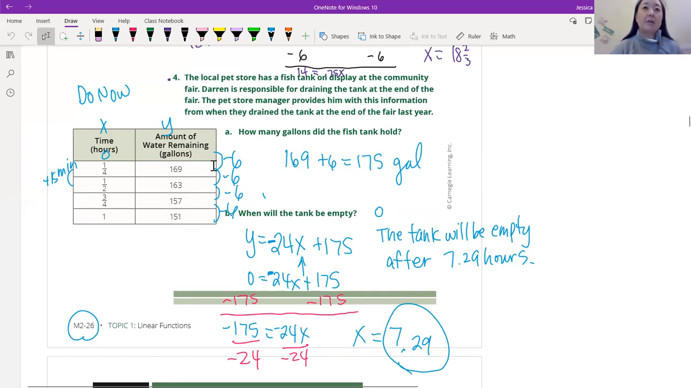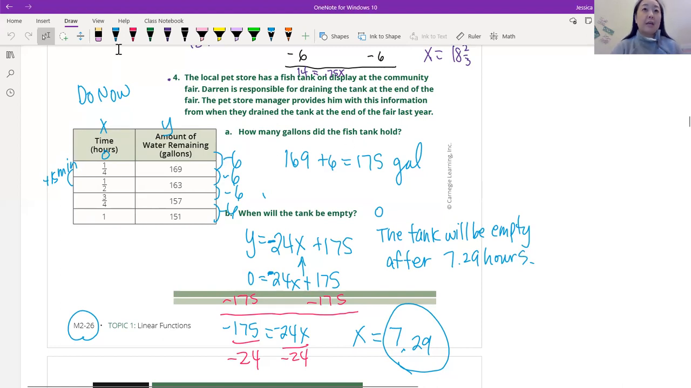A couple of patterns that I notice: we go up by 1/4 of an hour every time, so every 15 minutes seems to be the increment. And every 15 minutes, we're decreasing by 6. And so now the question is, how many gallons does the fish tank hold altogether?